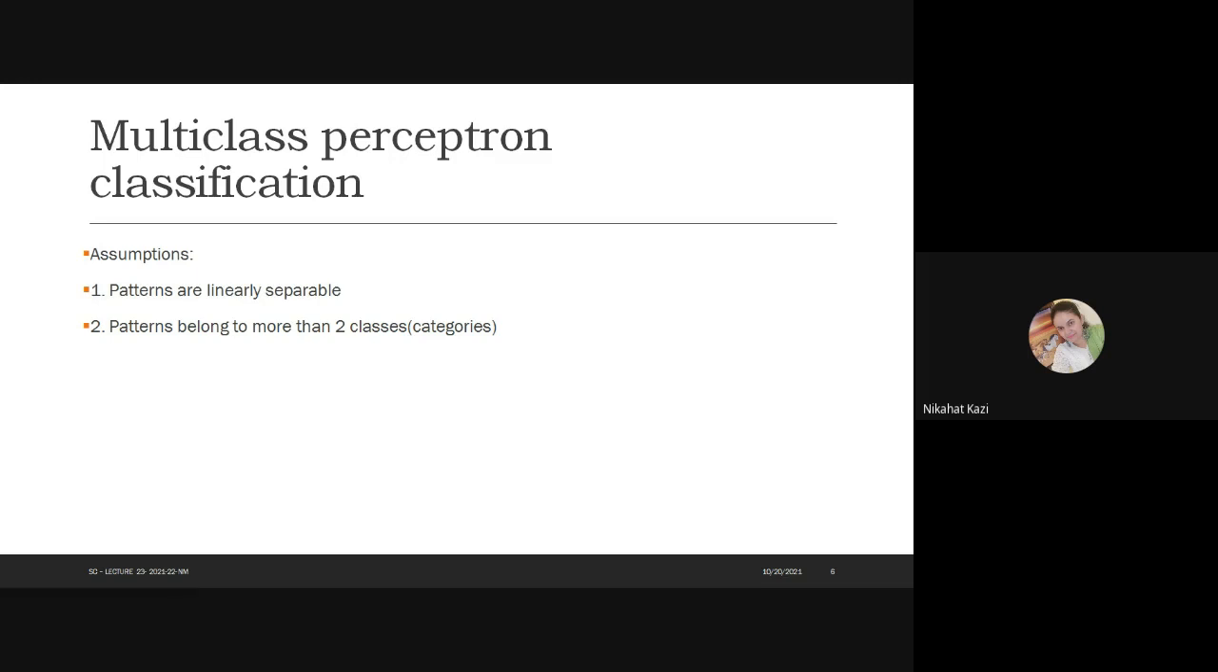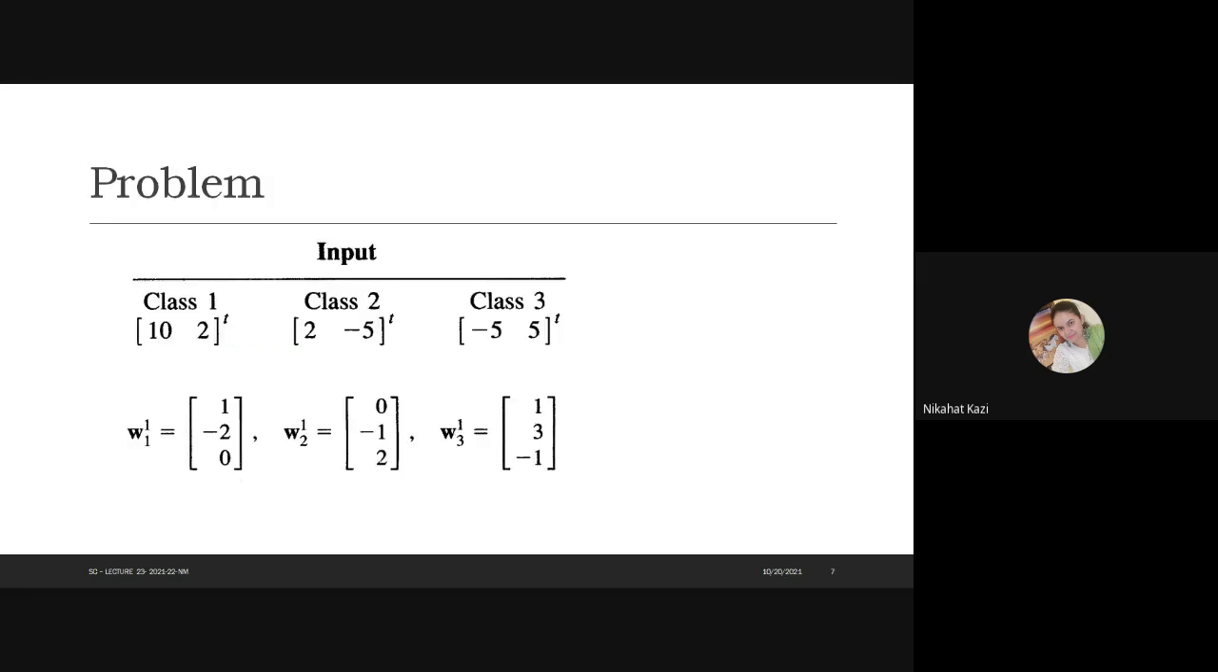So if we want to design a network for this particular problem, assuming that the patterns are linearly separable and they belong to more than two classes, using a perceptron, you just extend the idea from a single perceptron to multiple perceptrons. So how do we proceed? How do we apply this perceptron learning to a layer of neurons? For that, we'll solve this problem.